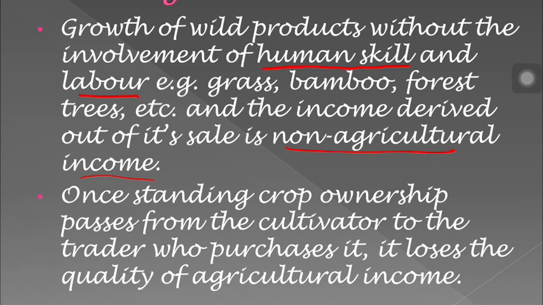So once standing crop ownership passes from the cultivator to the trader who purchases it, it loses the quality of agricultural income. So for the trader, it is not an agricultural income if he is buying and selling crops. But for the cultivator, it is an agricultural income because he is producing it.